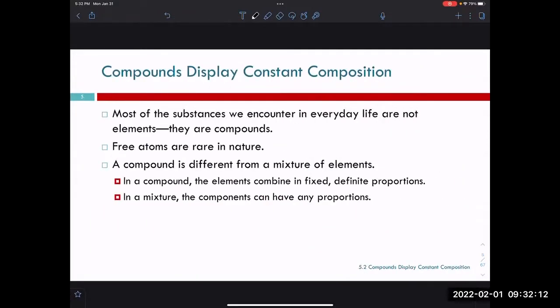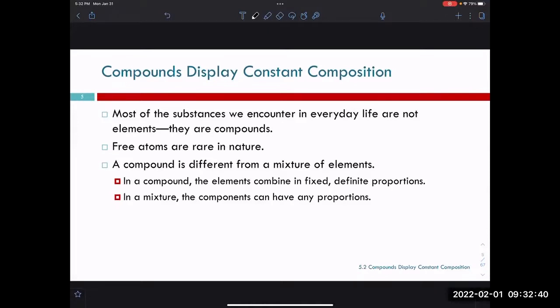Most substances we encounter in everyday life are not elements, they are compounds. And like I said, free atoms are super rare. Even things like oxygen, nitrogen, very common gases, they don't exist as single atoms, they exist as diatoms, so di meaning two atoms. And these compounds are what we call molecules, which we'll get into in a second.